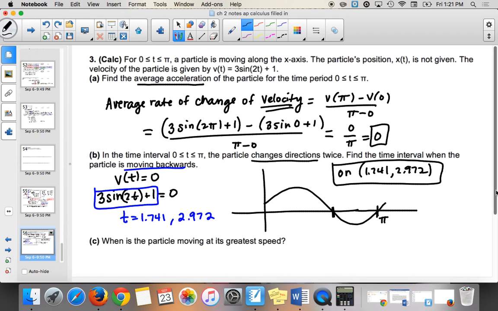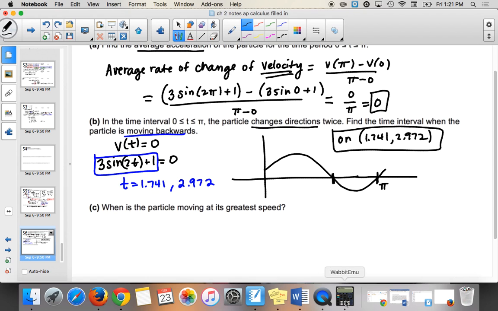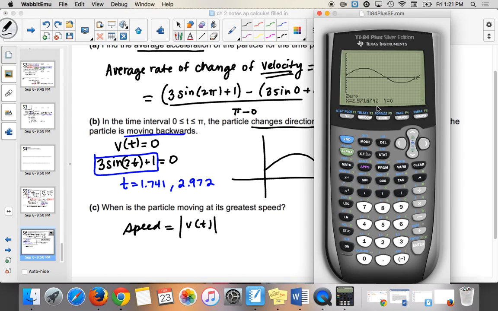And then the last part says, when is the particle moving at its greatest speed? So how is speed related to velocity? Speed is equal to the absolute value of velocity, so you have to be careful. Looking at this graph, sometimes it goes up a little bit and then it goes down really far. So if you took the absolute value, you would actually find the minimum.